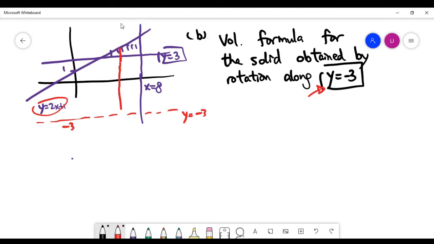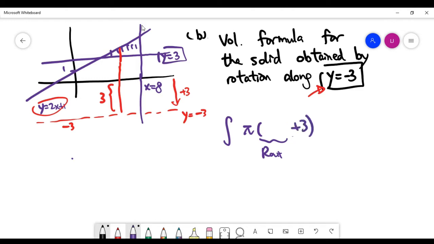The outer radius is actually extended by 3 units because our axis is pushed downward by 3 units, right? So basically, if you try to use the washer method again, you have to write down the outer radius, and for the outer radius we have to add 3 to the original length of the outer radius, which is based on this function, which is y equals 2x plus 1, right? So basically, I add 2x plus 1 here. This is based on the outer line, which is y equals 2x plus 1.